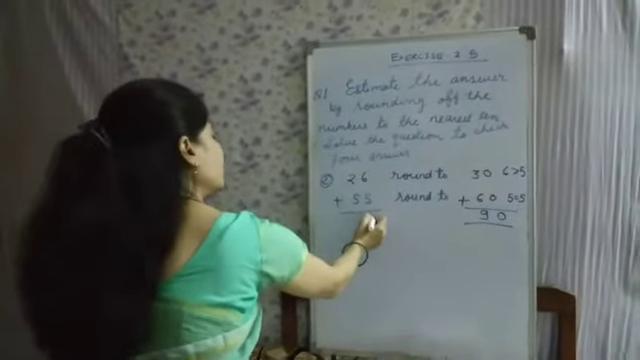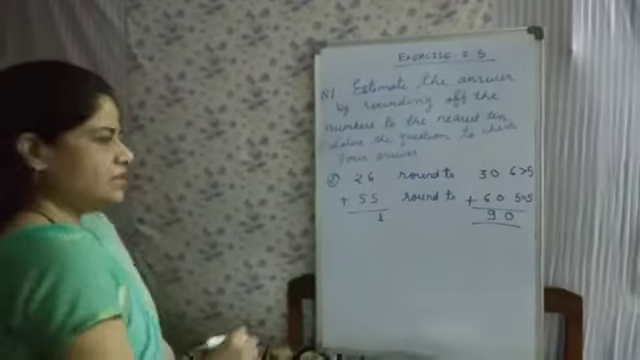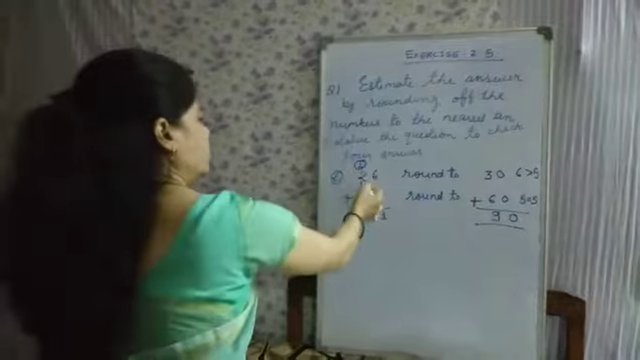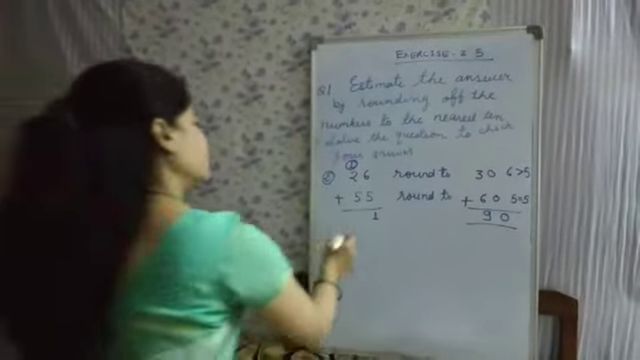6 plus 5 will be 11. So write 1 in the answer and carry over 1. Now add 1, 2 and 5. You will get 8.